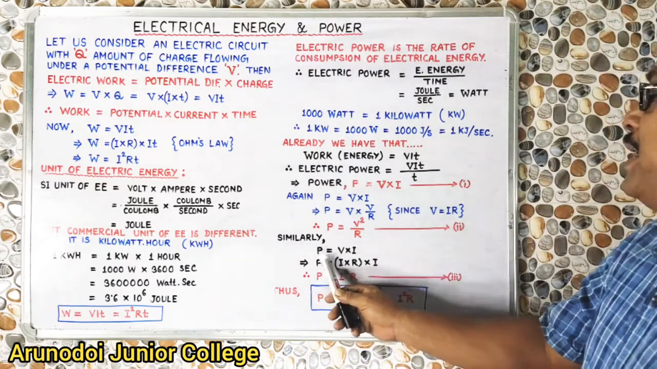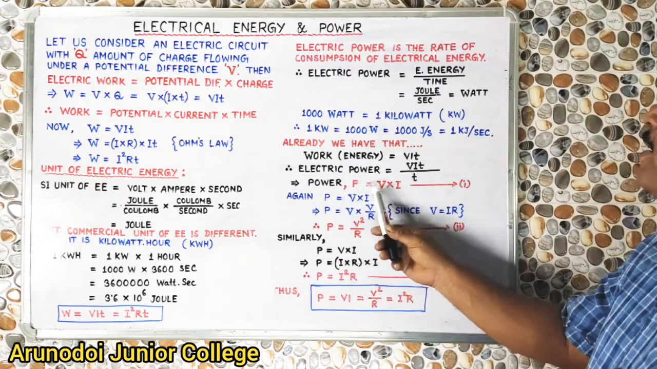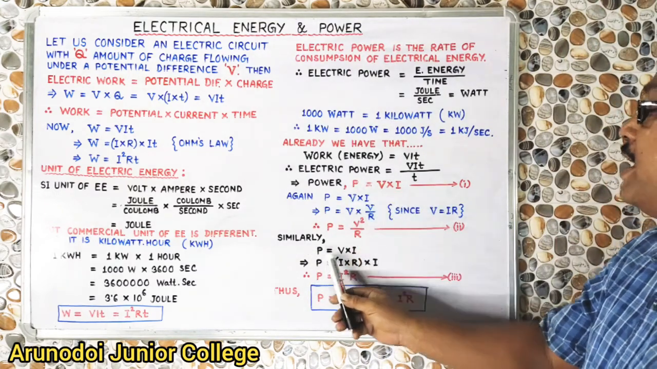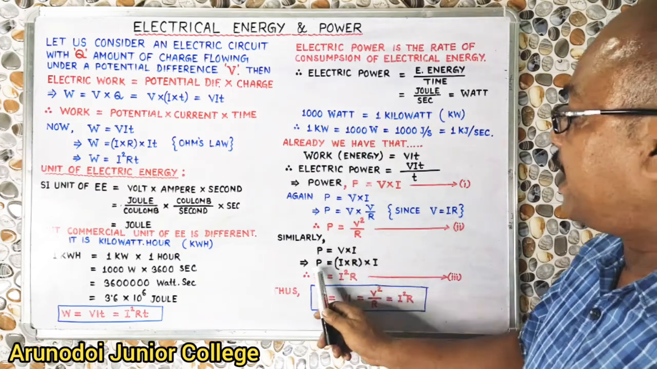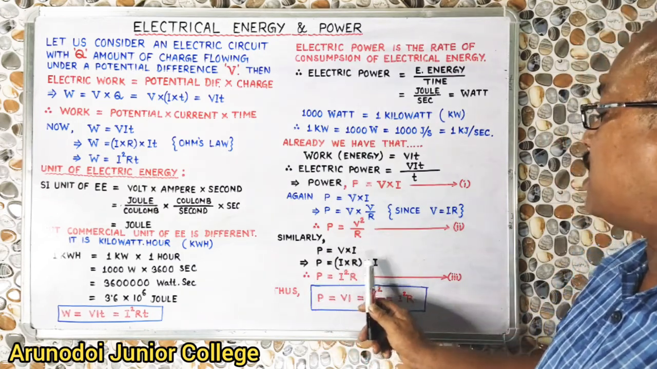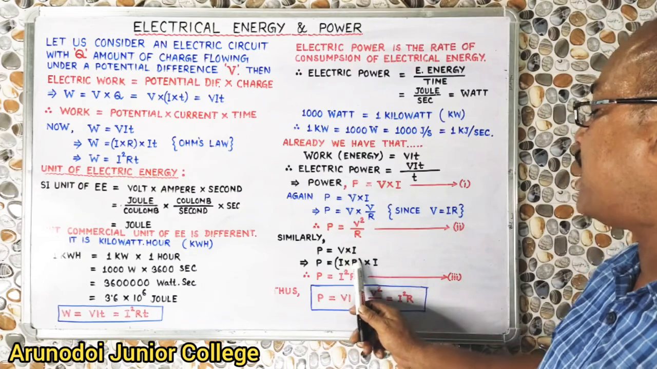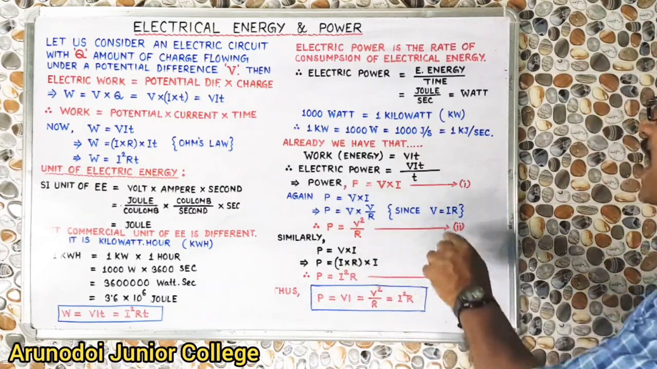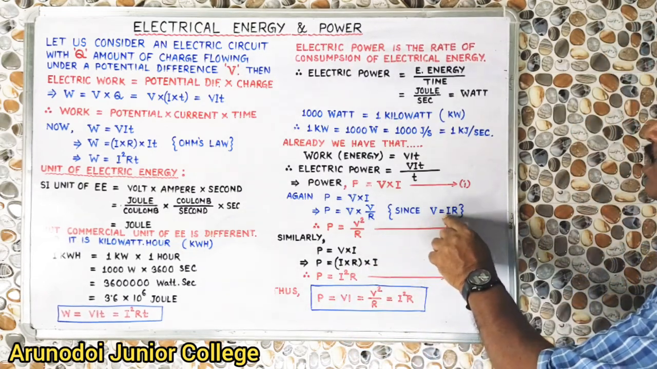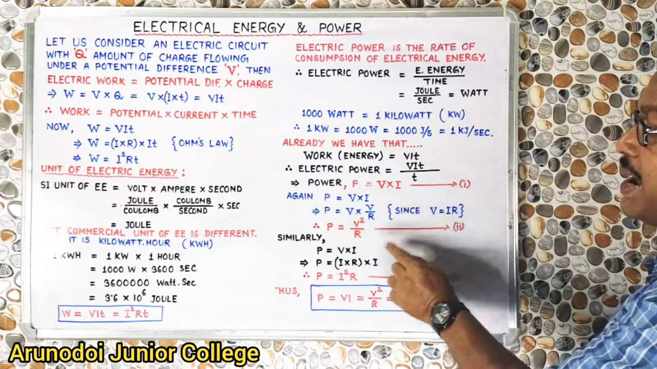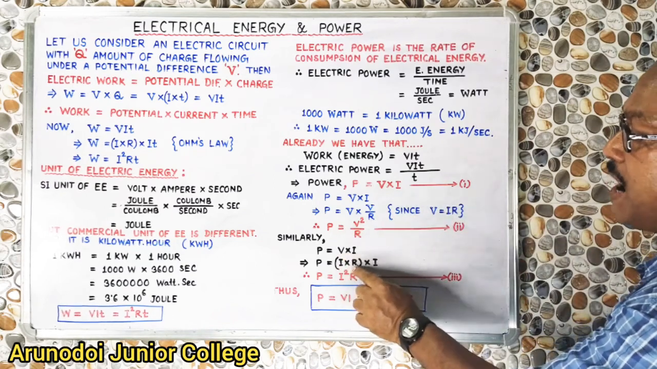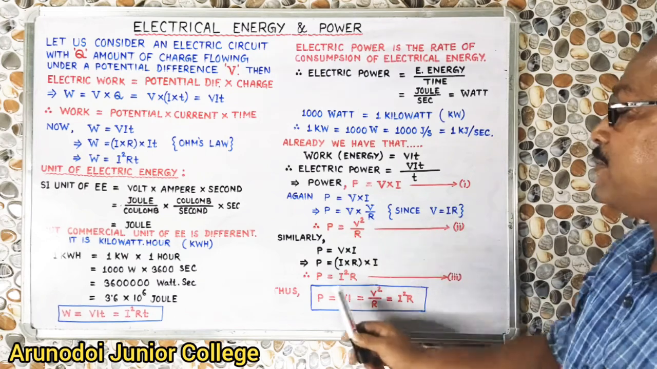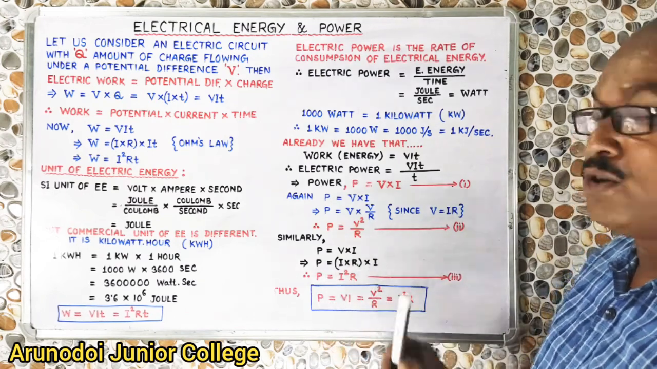Similarly, P is equal to VI, the same formula we are writing. Then P is equal to I into R into I. Why? Because V is equal to IR. Why is V equal to IR? We already have it from Ohm's law. Placing V is equal to IR, you will ultimately get P is equal to I square into R.